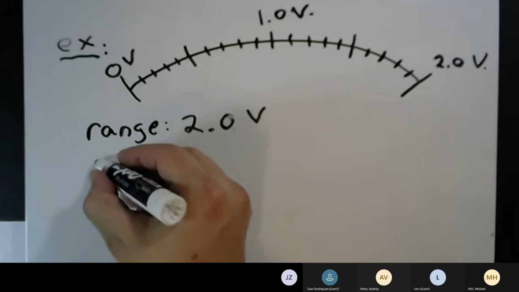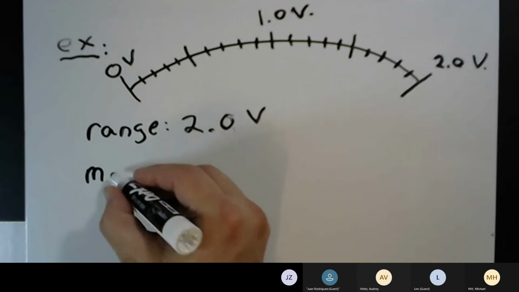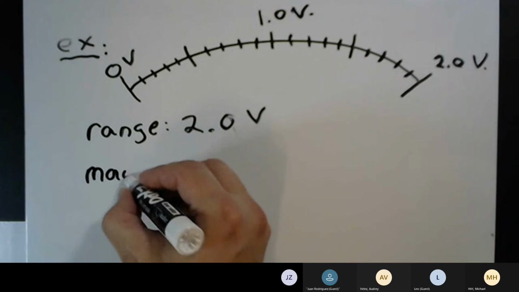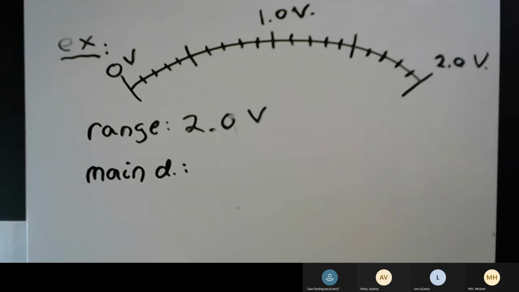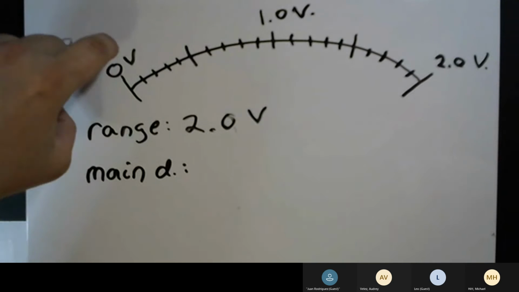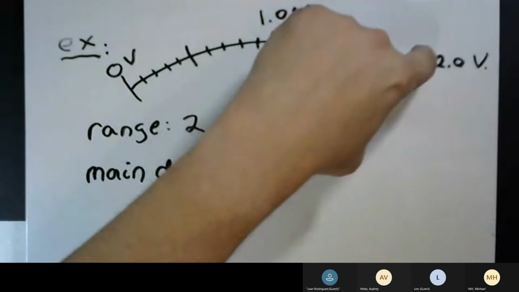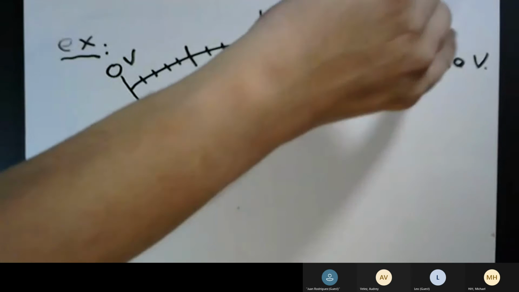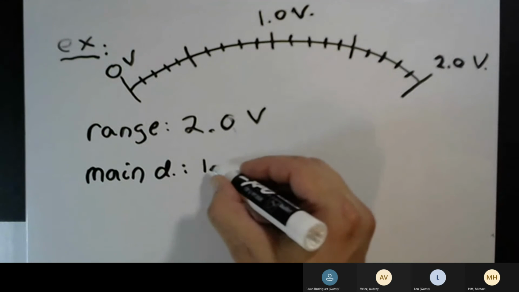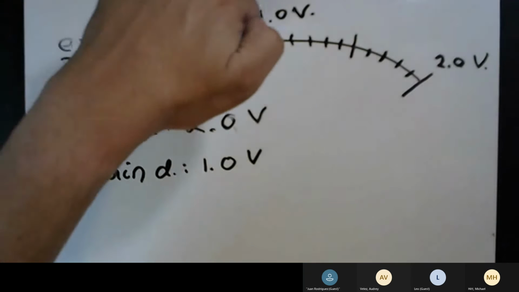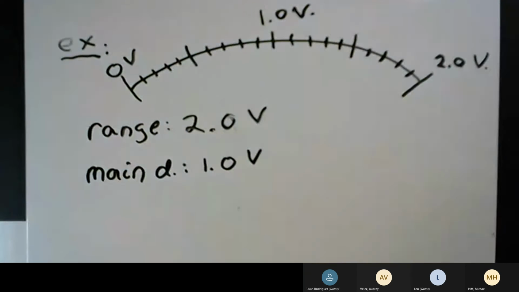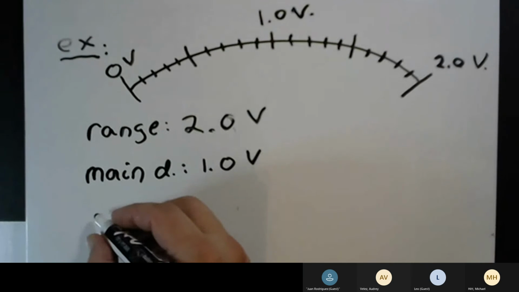Now, for your main divisions, those are going to be your numbered divisions. So the largest division that we have, it's in terms of 1 volt. So the labeled gap is 1 volt. Main division's 1 volt.